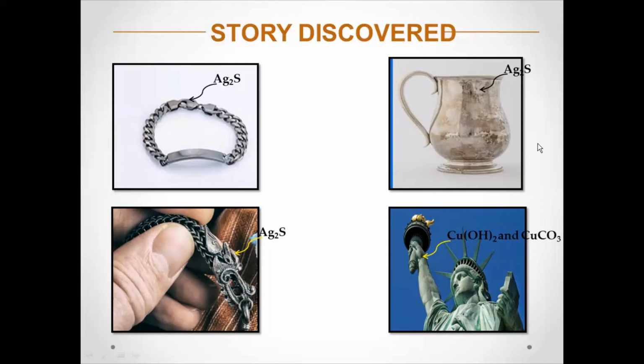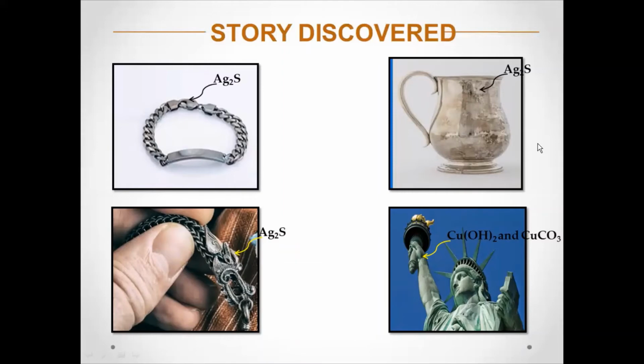Because silver reacted with hydrogen sulphide, which must have been present in the environment of these articles, it led to the formation of silver sulphide, which is the dirty gray color, and I don't like that color. Okay, the same story goes with the Statue of Liberty also. Okay, now I got the point.